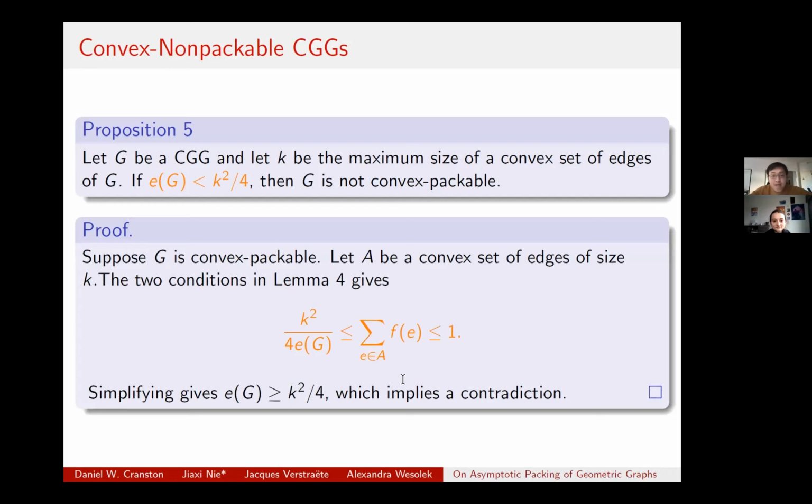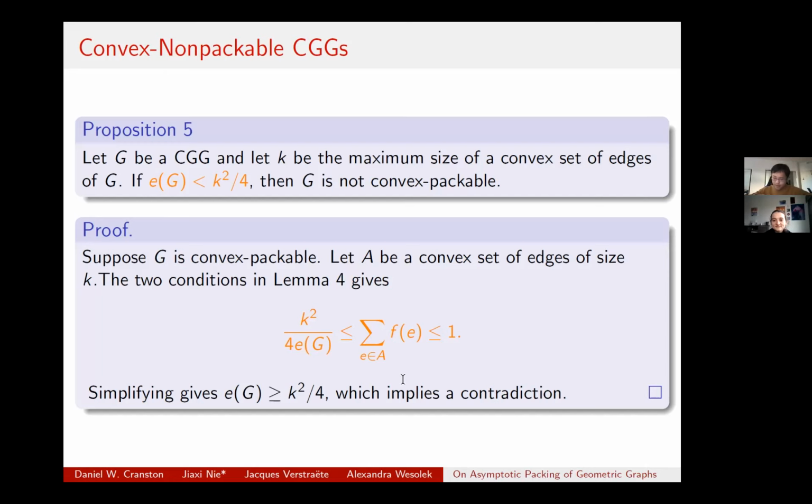Then by lemma 4, we are guaranteed some function f that satisfies the two conditions in lemma 4. The first condition says the sum is at least K squared over 4 times |E(G)|. And the second condition says it is at most 1. And if we simplify these inequalities, we have the number of edges of G is at least K squared over 4, which contradicts the condition.